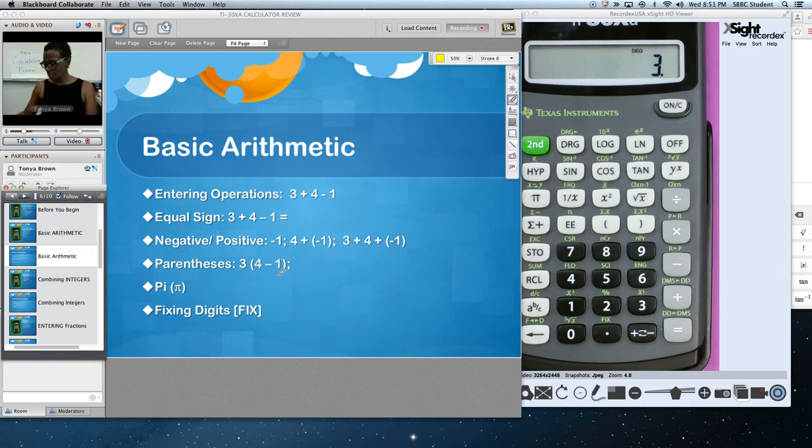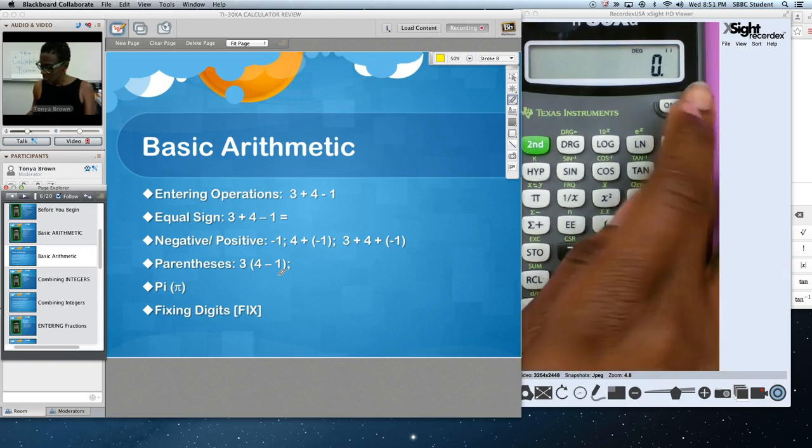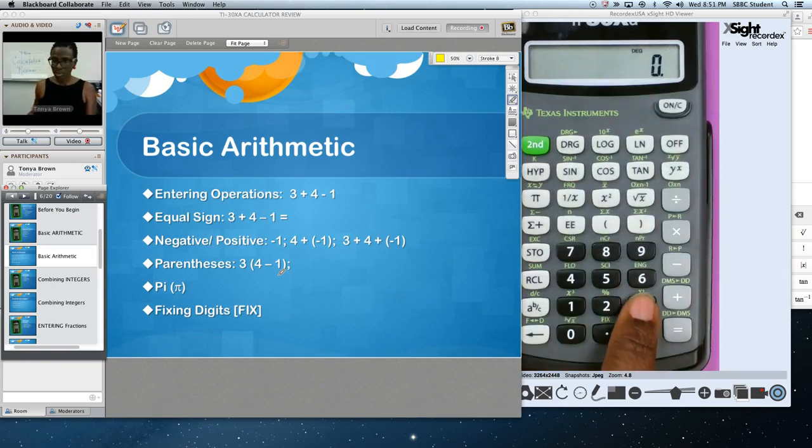Oh, did I not get my value? Let's try it again. 3, open parenthesis. Oh, I'm sorry. 3 times, open parenthesis, 4 minus 1, close parenthesis, equals. My apologies. Forgot the times. All right, so that's how we get our value.